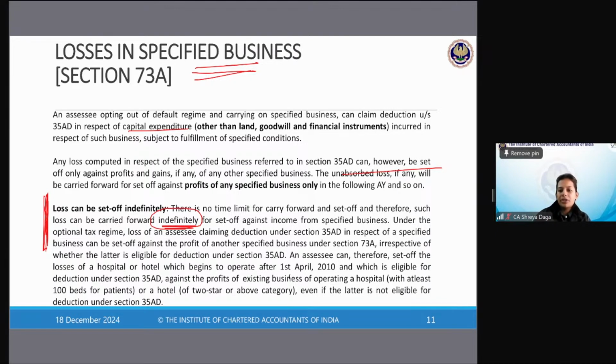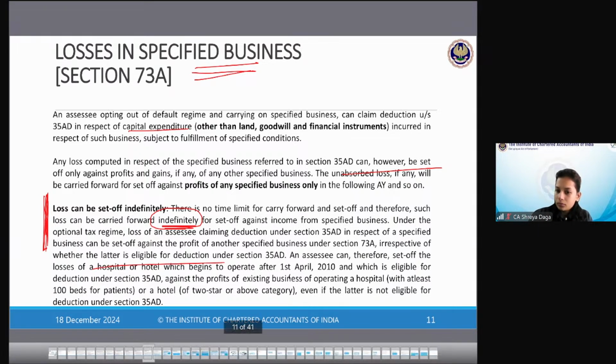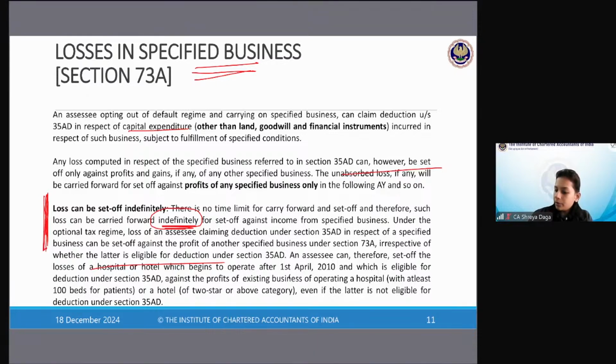Ma'am, speculation point 3. Can you please explain again? Speculation point 3. It is included in total income topic, ma'am. Okay.